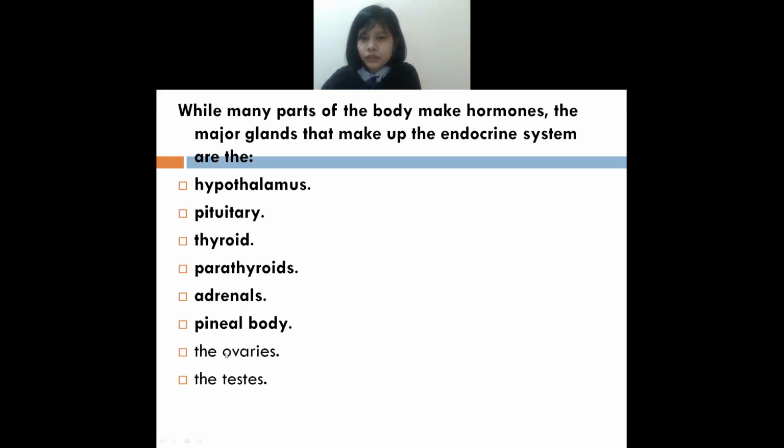You will be getting these in which gender? Male or female? Female, the ovaries, and in the male, the testes. So these are the glands that you will find, which the endocrine glands make. Did you understand, everyone? This portion. I hope it's clear for all.